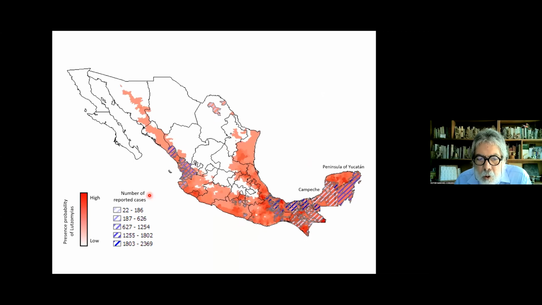Now, this map also provides additional very interesting information, and these are, for example, these areas where there are no human cases reported, although a high risk is predicted, this area as well as this area. And there are a couple of possibilities that can be occurring in these areas.